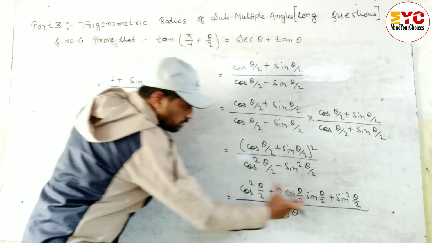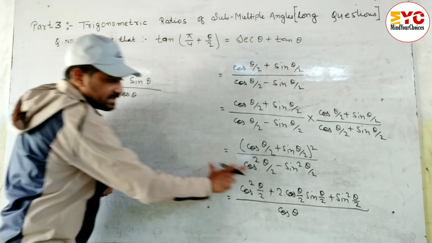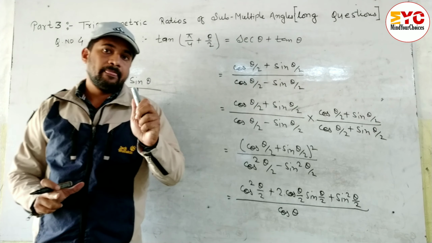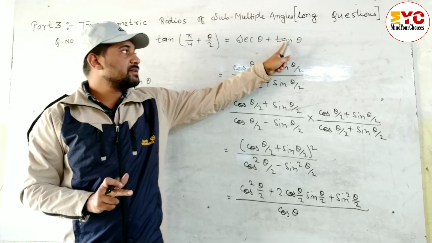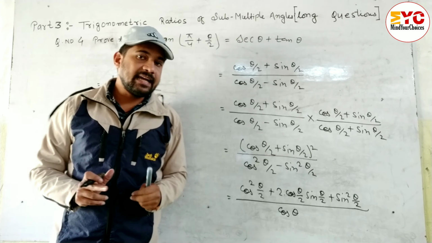Okay, and sin square theta by 2 plus cos square theta by 2 means 1, and this is the formula of cos theta which I wrote here. Now what do we have to prove? You have to focus on the RHS also. What do we have to prove here? Sec theta plus tan theta. So we have to try to convert slowly in the form of sec theta and tan theta.